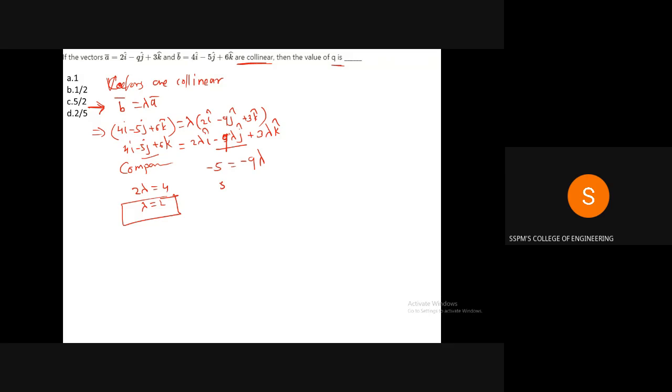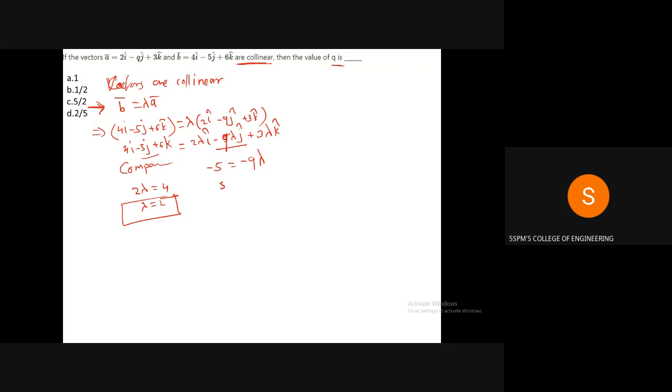Next question is, now a bar is given. a bar is equal to 10 i cap plus lambda j cap plus 2 k cap, is perpendicular to b bar, and we have to find the value of lambda. So very easy question here. When two vectors are perpendicular, their dot product is 0. Two vectors are perpendicular only when their dot product is 0. So we will take the dot product of these two vectors.